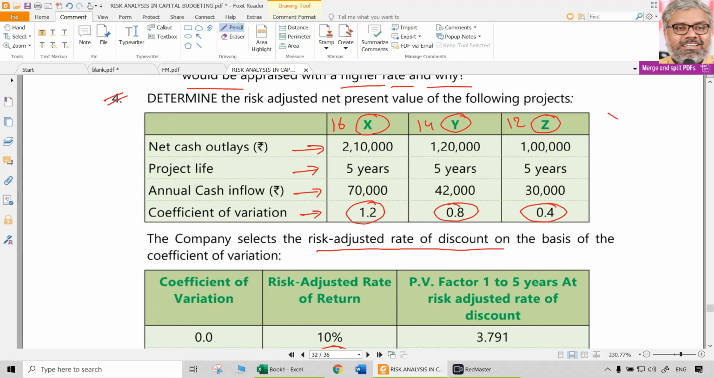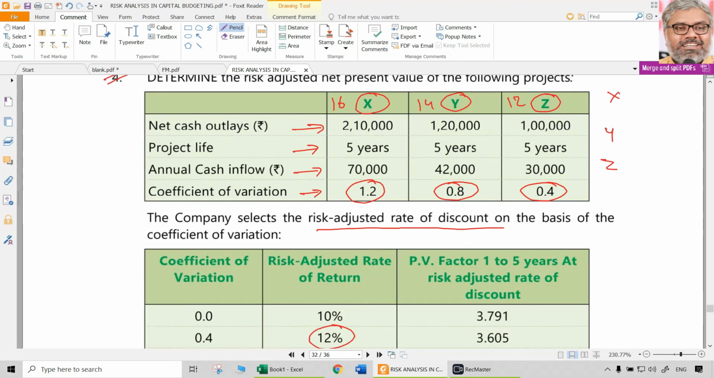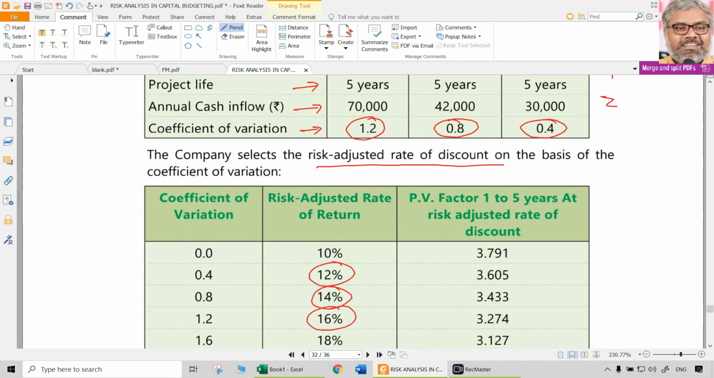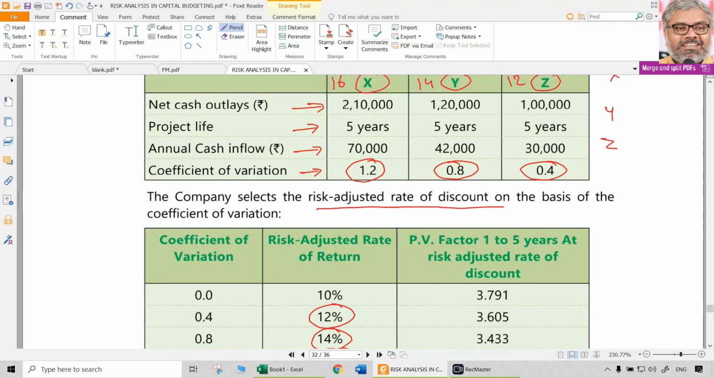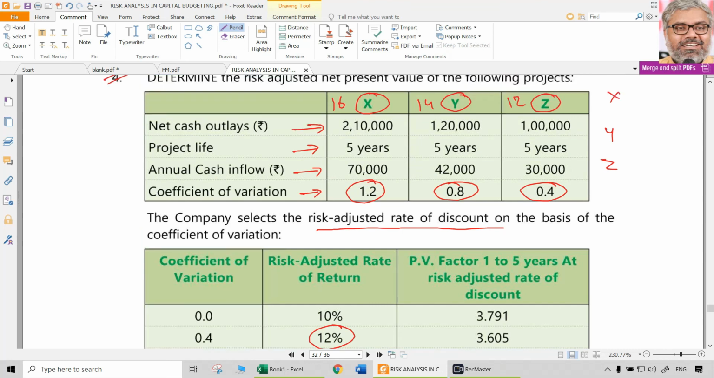All that we need to do is calculate NPV for each of the projects. Directly I'm doing, but you have to show the calculations in the examination because already everything is there. Let us take project X. 70,000 is the annual cash inflow. What should be the annuity factor used? At what rate? 16% rate. That is given, 3.274. So 70,000 multiplied with 3.274 minus initial investment 2,10,000. That gives 19,180 NPV. 19,180 is the X NPV.